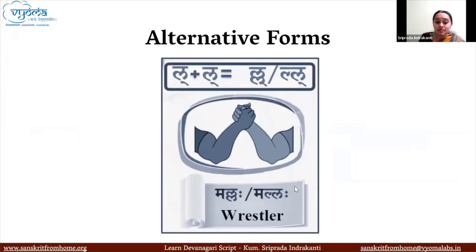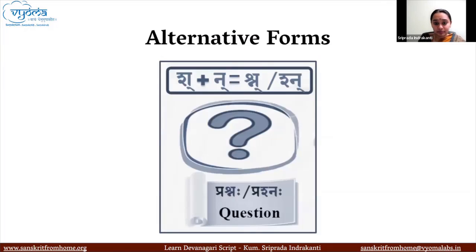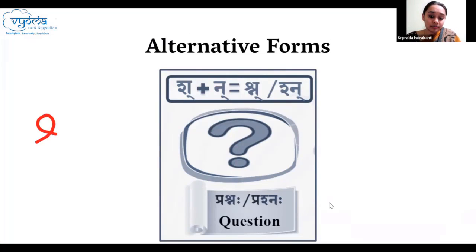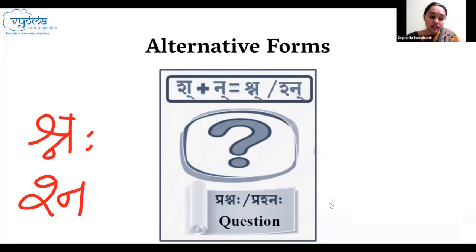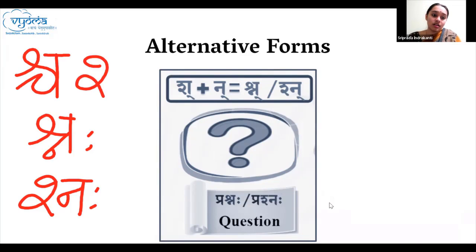The next one is Mallaha. Similar to the Ka on top of each other, we have the L stacked on each other or next to each other. We have Prashnaha. So Sh and Na. I will show you this one. Shna, ha. And then we have Shna like this as well. We also have Sh as we learned in the first slide, like this or like this. So both are accepted.